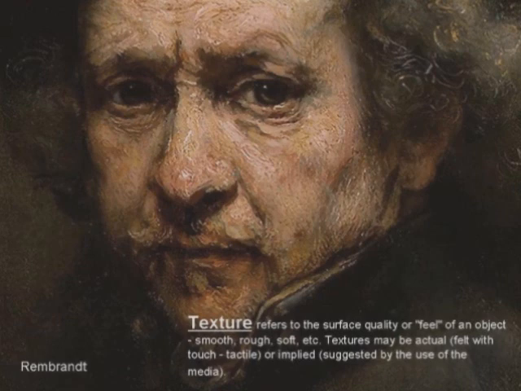Texture refers to the surface quality or feel of an object. It can be smooth, rough, soft, or whatever. Textures may be actual and felt with the touch, or implied. On this art piece, notice how Rembrandt used paint to create the texture of skin.